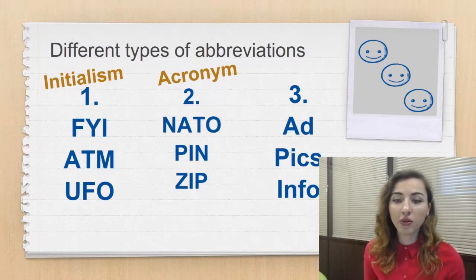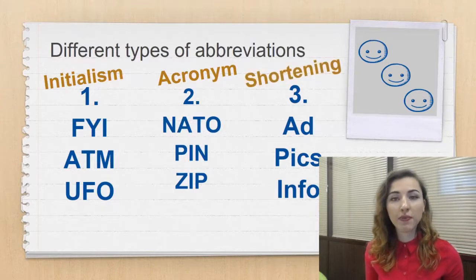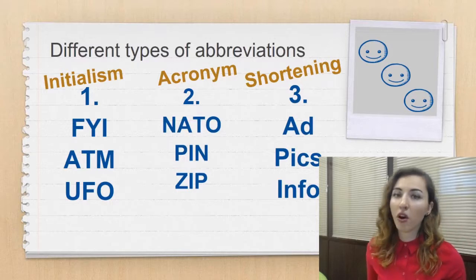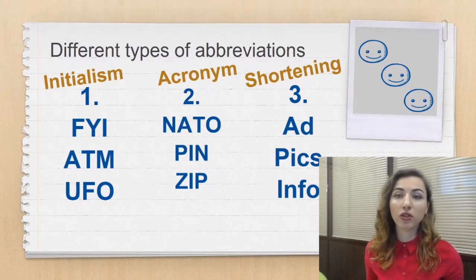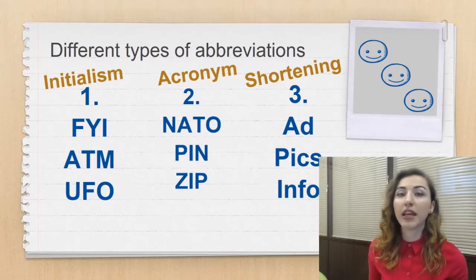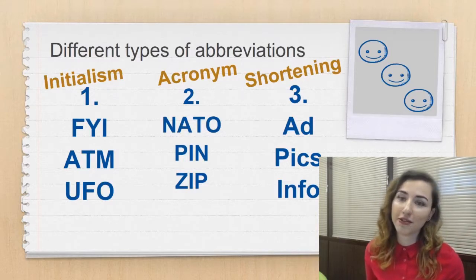Now, the third one, I guess, is pretty easy. And as you see, these are the shortenings. So when the beginning or an end of a word is dropped, and it just makes the word shorter, all right? So an ad is a shortened form of an advertisement. Pics are pictures and info is definitely information.